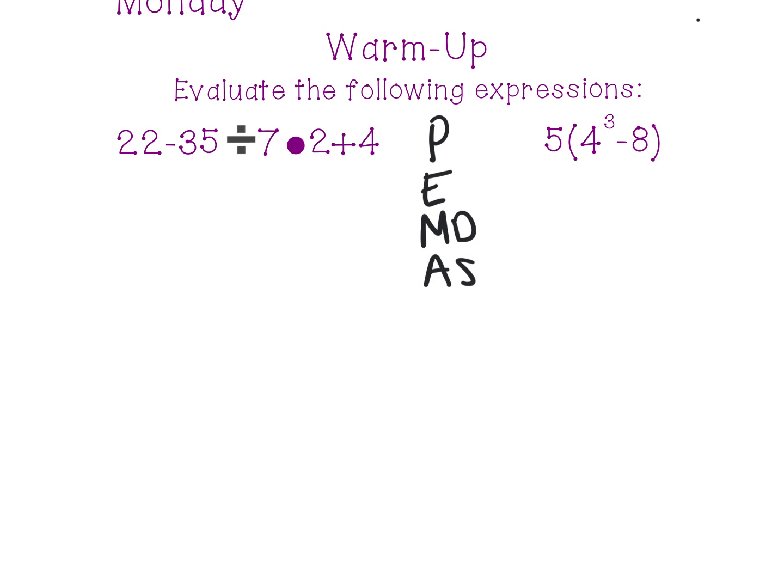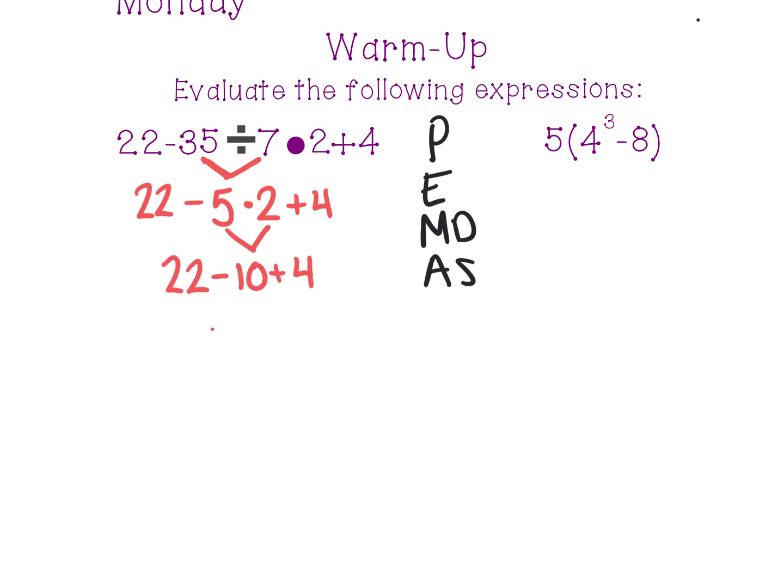Ross. I would do, you would do 35 divided by 7. That's the first multiplication and division left to right, which gives us 5. And then remember, you should just be bringing down everything you haven't used yet. Now what's our next piece according to order of operations, Anna? 5 times 2. Yep, finish that multiplication and division, and I'm bringing down the 22 minus and the plus 4.